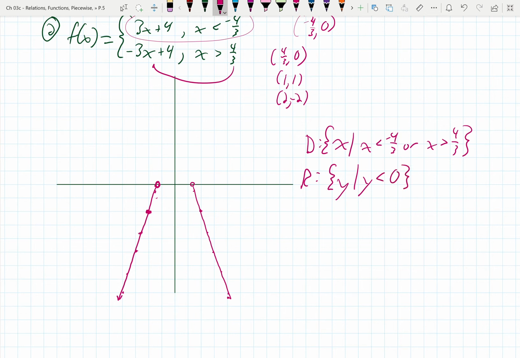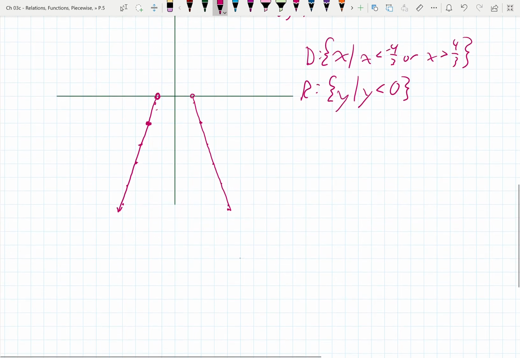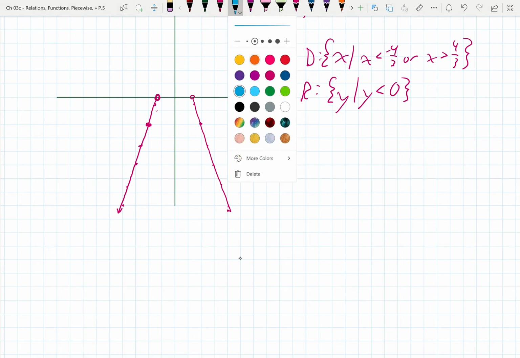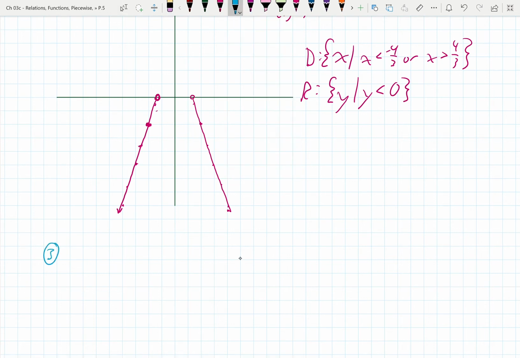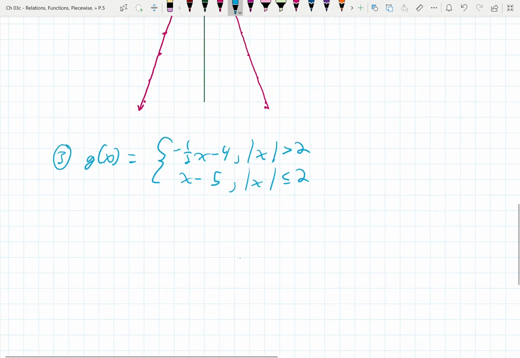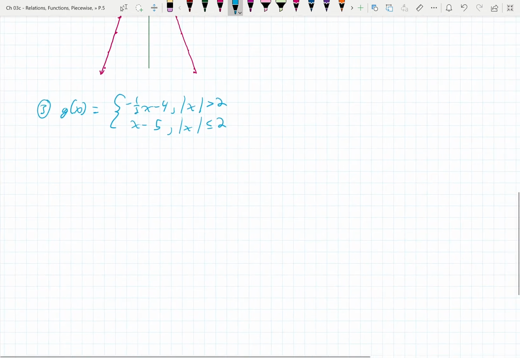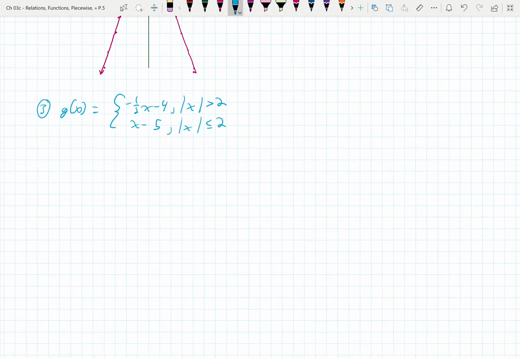Okay, 2 more examples. Let's check one out where g of x equals negative 1/2 x minus 4 whenever the absolute value of x is greater than 2, or x minus 5 whenever the absolute value of x is less than or equal to 2. So this is the first time we've seen a domain restriction have absolute value in it, and to make that happen we need to remember what this means.